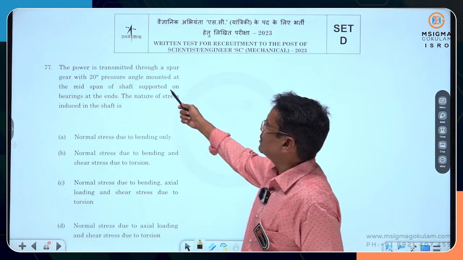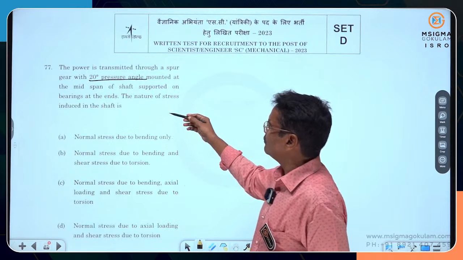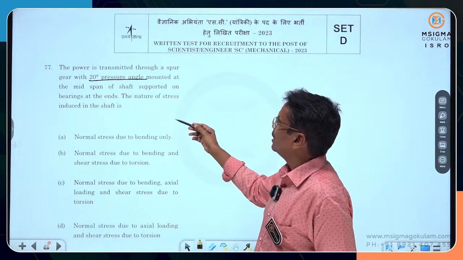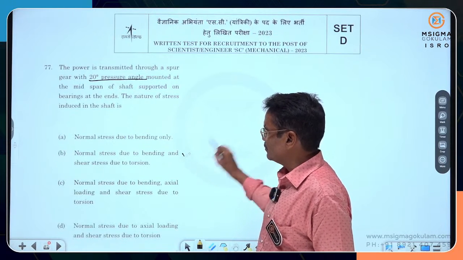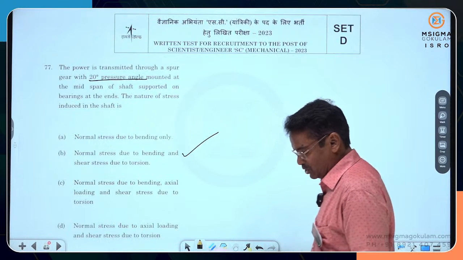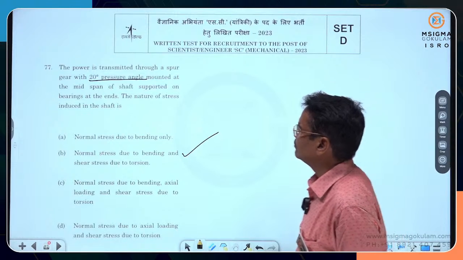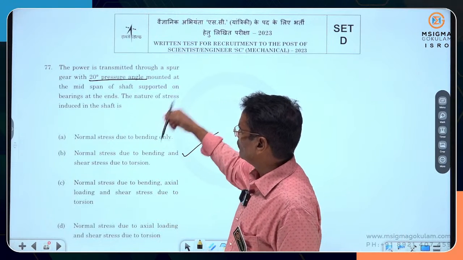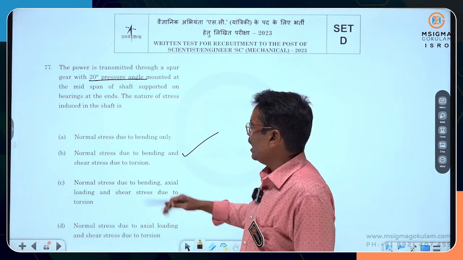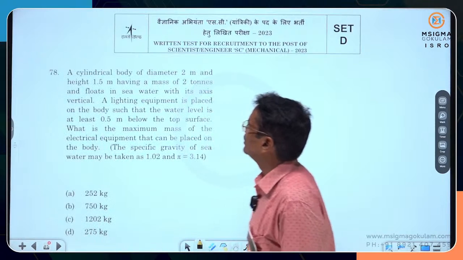The power transmitted through a spur gear with 20 degrees pressure angle mounted at the midspan of the shaft, supported on bearings at the ends. The nature of the stress induced in the shaft is B: normal stress due to bending and shear stress due to torsion. Both. Normal stress due to bending because of the weight of the gear, and shear stress due to twisting moment or torsion.